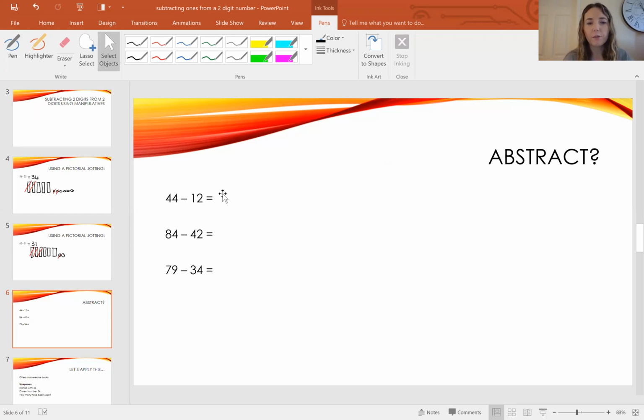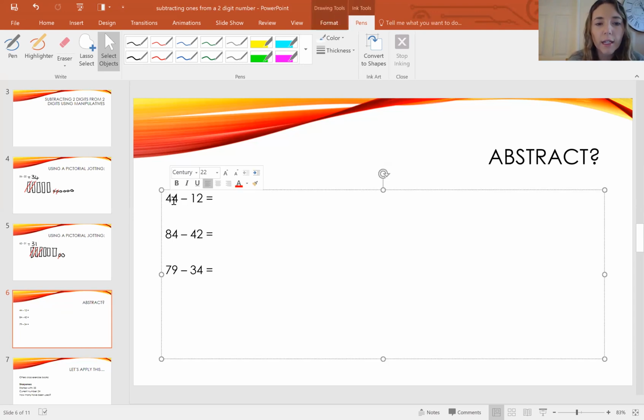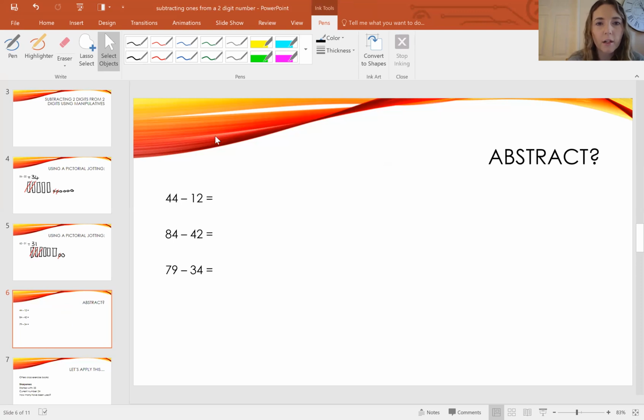Don't worry if you're not quite yet ready for this stage. You can still use your pictorial jotting or your Deans if you feel that you need to, but you can certainly have a go. So let's have a look at this. The abstract is where we use our mental strategy. So we're looking at the 10s and the 1s in order to subtract in our heads.